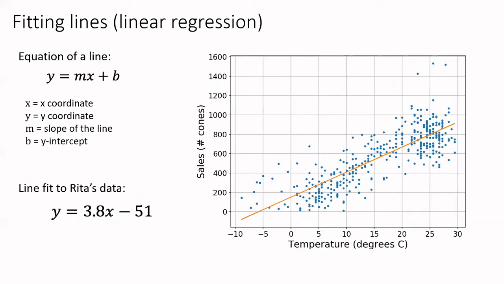Remember back from high school algebra that x is the independent variable, y is the dependent variable, m is the slope of the line, and b is the y-intercept. So when we add the equation to Rita's trend line, we get y equals 3.8x minus 51. The slope indicates the relationship between those two variables, in this case, degrees Celsius versus ice cream cones.